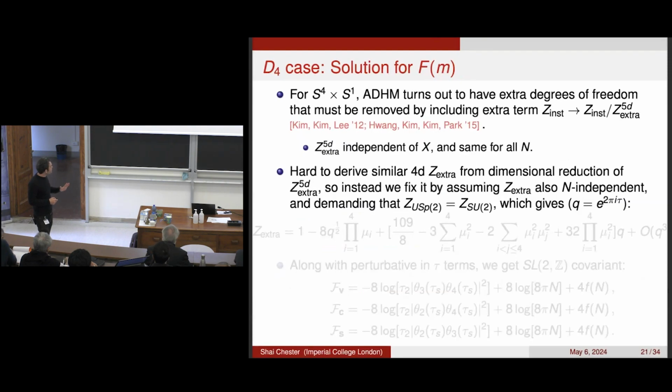So in 4 dimensions, we didn't try to actually derive Z extra because we didn't know how. In principle, we thought maybe you could get it from dimensional reduction from the 5D one, but that was too difficult. So instead, the way we derived Z extra in 4 dimensions is that we just assume that Z extra should be n independent, as it was in the 5D case.